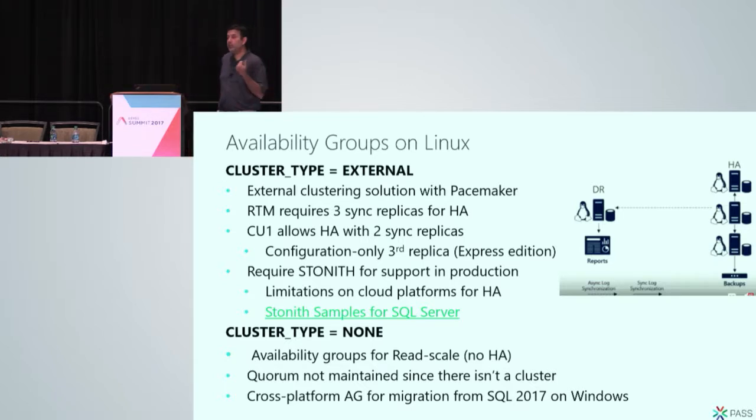CU1, which just shipped last week, enables you to do this with 2 sync replicas. But you need a third replica, a third SQL Server instance that can be an Express edition, which only stores configuration info, because again, there's no file share witness equivalent in pacemaker. So we need a third person to break a tie in a quorum so that you don't run into split brain type situations, right? So if you have a primary and a secondary and there's nobody else to arbitrate, that's the problem, yeah?